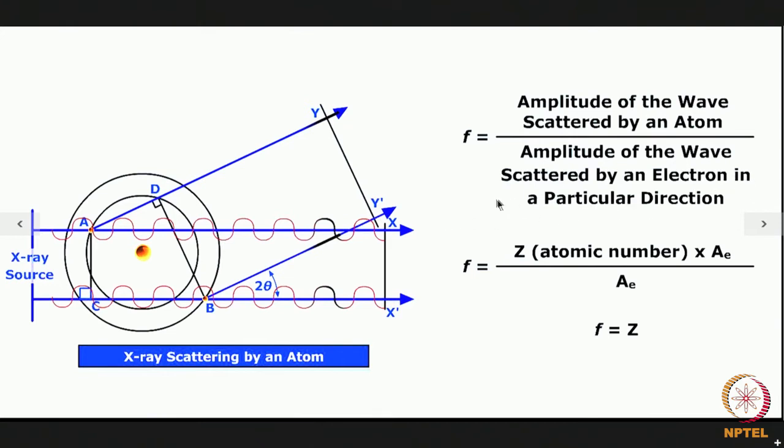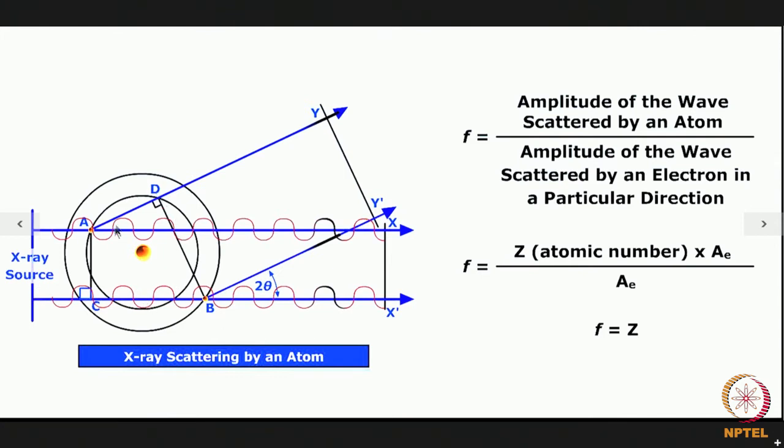I would write in the same direction. So, small f, or atomic scattering factor, is the amplitude of the X-ray wave scattered by an atom, that is, by all the electrons in the atom, divided by the amplitude of the wave scattered by a single electron in the same direction. So, it is equal to, only when the scattering is taking place in the forward direction. So, this is the forward direction, as you can see.